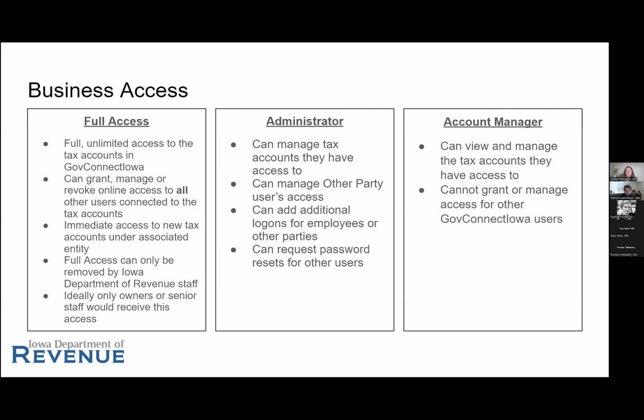The third pathway is account managers. Account managers have the most limited access on GovConnectIowa. However, this means that they can still manage the tax accounts, meaning they can make payments, file returns, and update other portions of tax accounts. However, they do not have the ability to manage other users. So if you are an employee of a business and you're working with or through GovConnectIowa, we do recommend that you select administrator or account manager access.